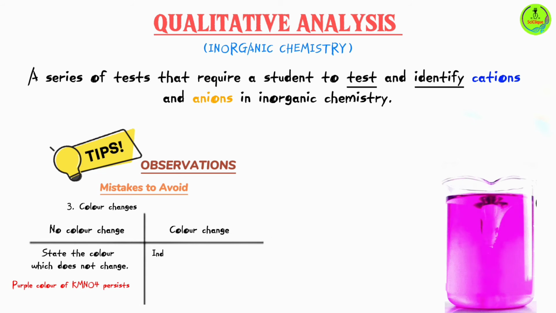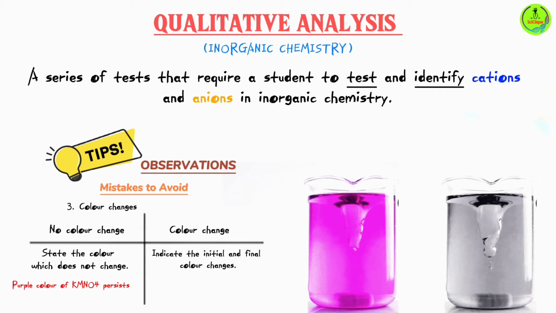Now, if you do have a color change, you're supposed to indicate both the initial color and the final color. Going back to our example of potassium manganate 7, for example, it has been decolorized. How are you going to state this as your observation? You're going to write it as such: purple potassium manganate 7 turns to colorless. Or you can write it as decolorized. Either is correct, but you have to mention the initial and final color. If you write your observation as such, potassium manganate 7 solution is decolorized, that is wrong.